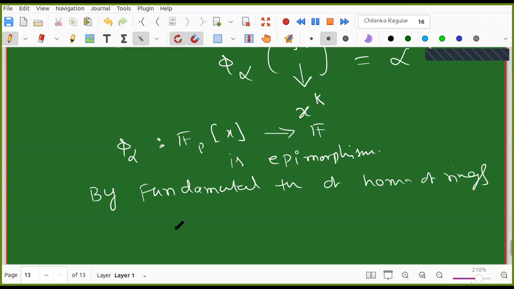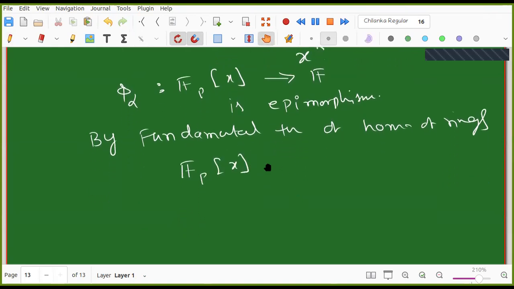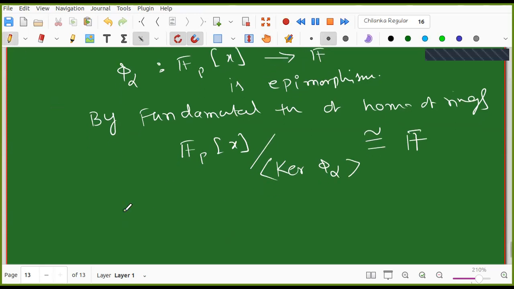Yeah. So what is it that we have? Fp[x]. Somebody else instead of Amir. The fundamental theorem of homomorphism says: for an onto homomorphism, can somebody help me? F by the kernel of this map. The kernel of this map phi alpha is isomorphic to F, right?